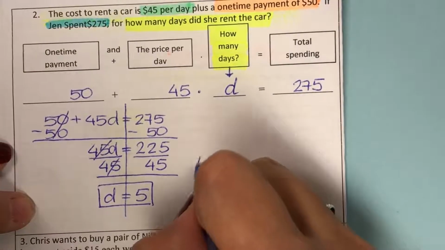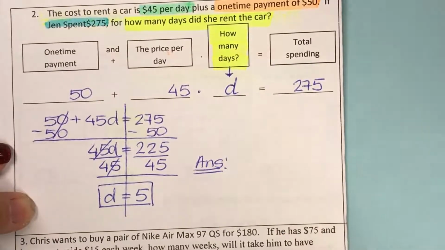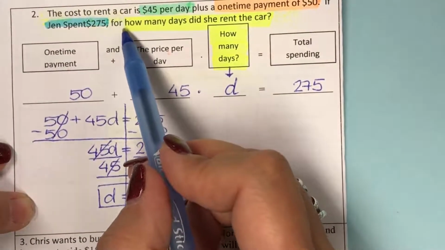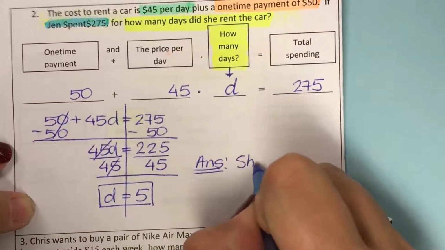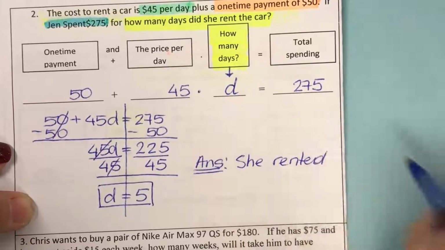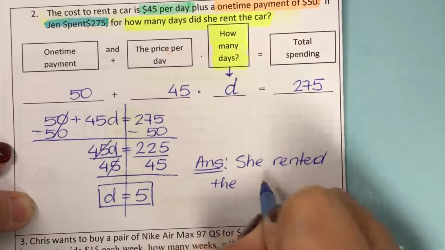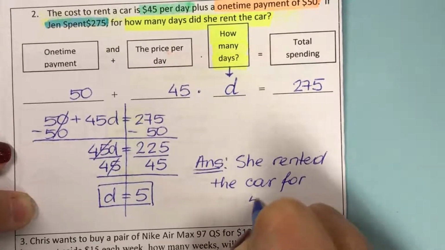So to answer, every word problem has to have a word answer. You read the question again and it says, how many days did she rent the car? So she rented the car for 5 days.